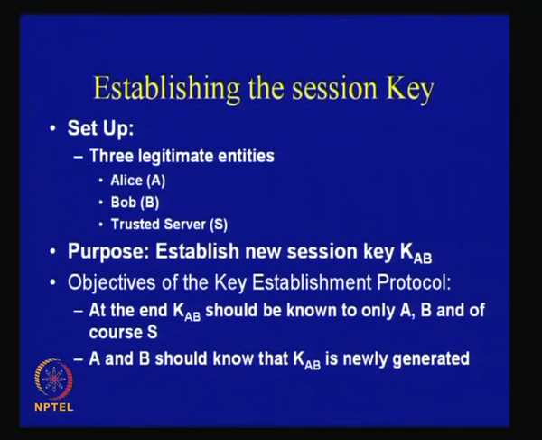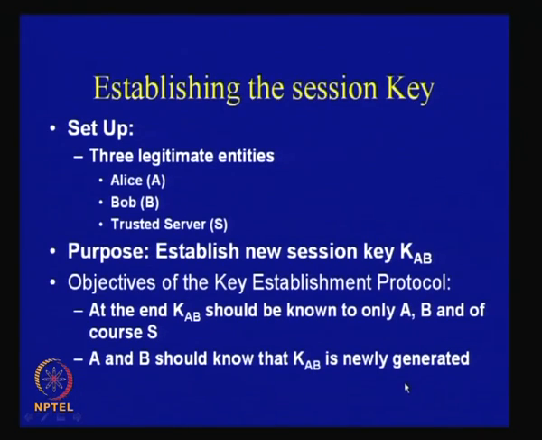That is the basic context, and the objectives of the key establishment protocol are that at the end of this protocol, KAB should be known only to A, B, and of course S, because S is the trusted server. Also, A and B should know that KAB is newly generated; that is, KAB should not be an old key, it should be a fresh key. These are the 2 primary objectives behind this protocol.